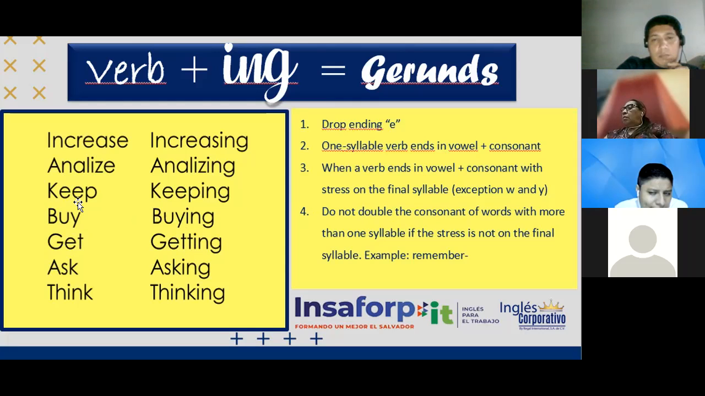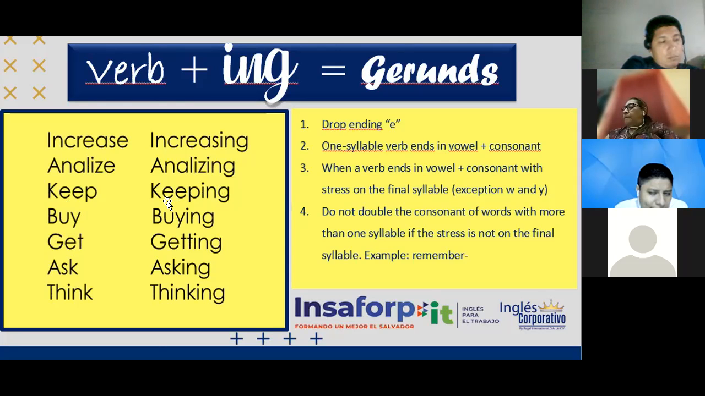Ahora, cuando tenemos una vocal y una consonante, ¿por qué no doblamos aquí esta P? Vamos a ver. Tiene una sílaba. Hay una vocal al final y una consonante. ¿Por qué no la doblamos? Ah, la razón es porque hay dos vocales acá, ¿ok? Entonces serían dos vocales y dos consonantes, ya no tiene sentido en la escritura. Entonces se queda tal como está y le agregamos ing.